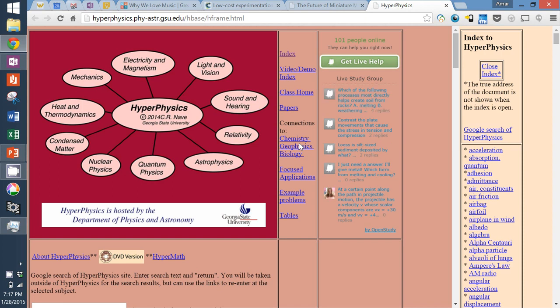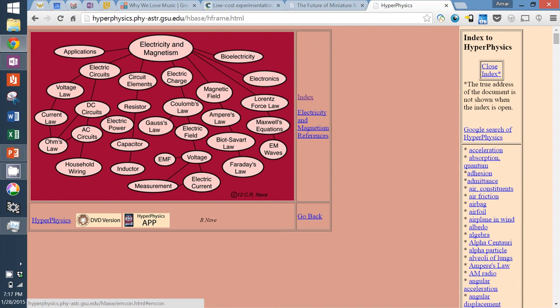So, for example, if we go into electricity and magnetism, everything is here. Under electricity and magnetism, we talk about electrical circuits and different circuit elements. We talk about electric charge, Coulomb's law, Gauss's law, electric field, voltage, electrical currents. And then on this side, we talk about magnetic field, Ampere's law, the Biot-Savart law. And we have the Lorentz force here.